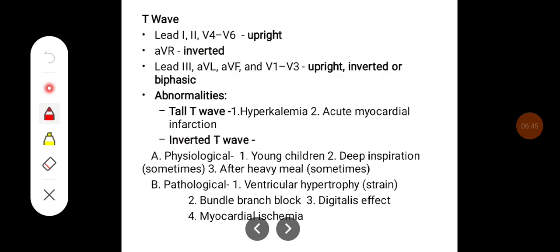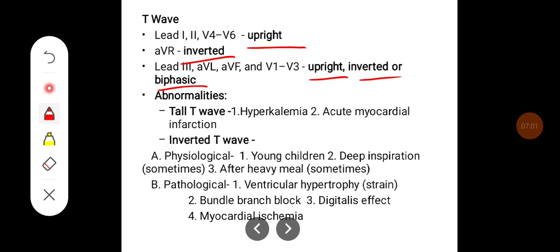The T wave in lead 1, lead 2 and V4 to V6 is upright. In AVR it is inverted. In lead 3, AVL, AVF and V1 to V3 it is upright, or it may be inverted, or sometimes it can be biphasic.